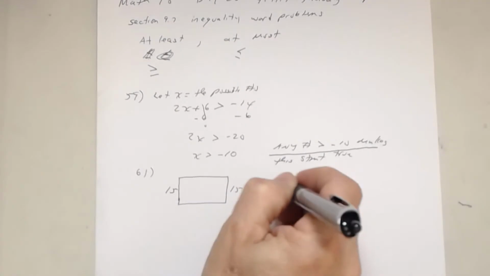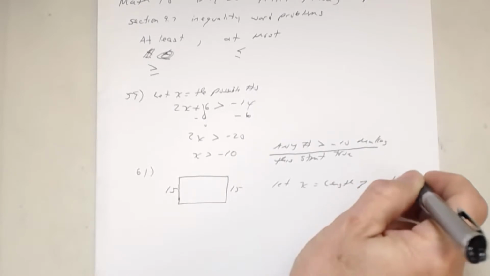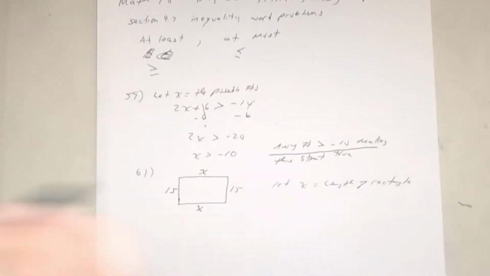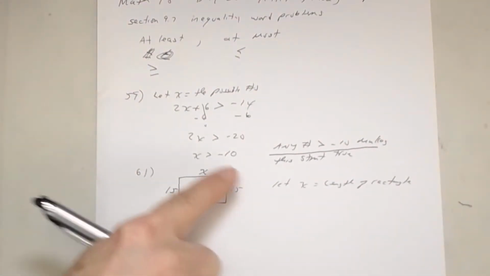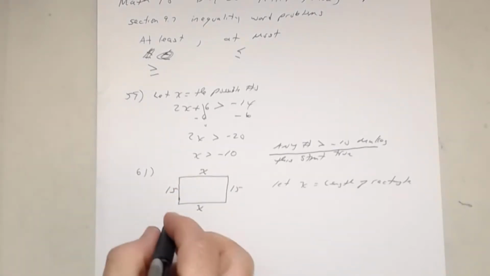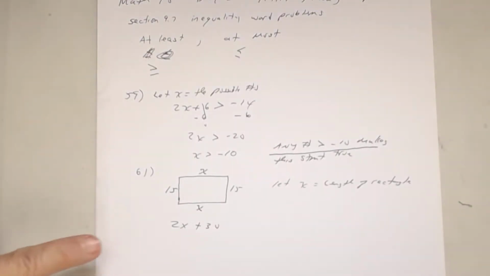So you're going to let x equal the length of the rectangle. So that means this right here is what? x. And this right here has to be what? x. All right, now let's set up the inequality. This is not an equation, it's an inequality because it uses the words no greater. It doesn't say is the same as, it says what? No greater than. So if I were to look at this perimeter right here, what would I do to determine what this perimeter is? Add them up. So x plus x is 2x. 15 plus 15 is 30. So this perimeter right now is 2x plus 30.